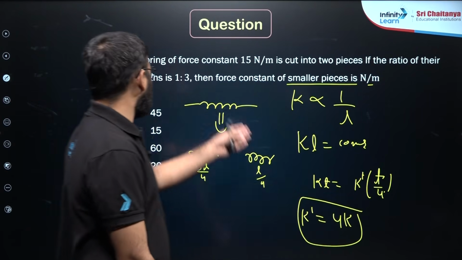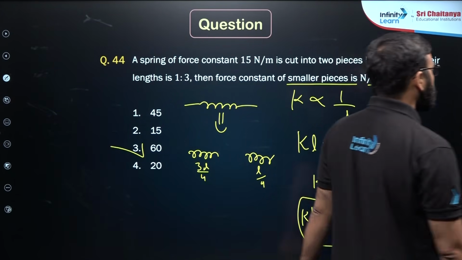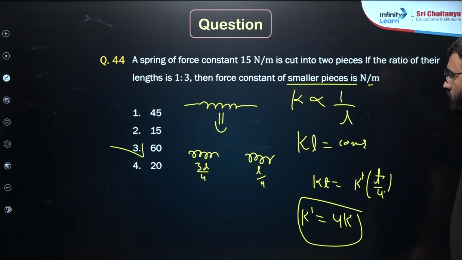So 4 into 15, that is my 60. Option 3 is your correct answer for here. Okay beta, so I think up to this one for third option.